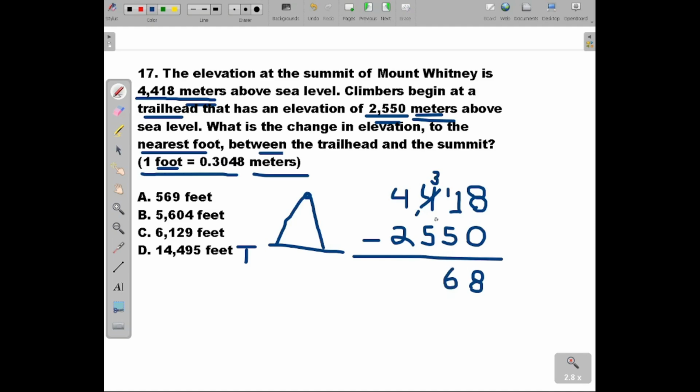Now 3 is smaller than 5, so we need another 1. This 4 becomes 3, and 3 becomes 13. 13 minus 5 is 8, and 3 minus 1 is 1. So this change in elevation between the trailhead and the summit is 1,868 meters. And remember that we have to convert it to feet.